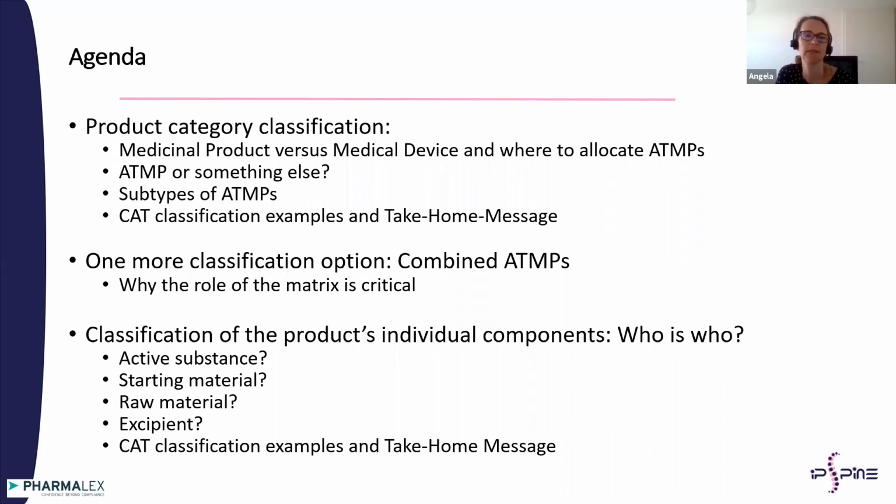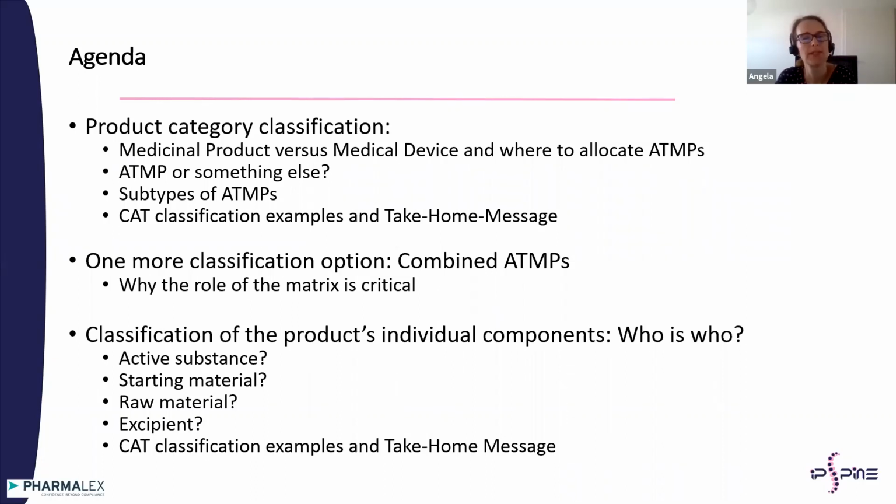Since all of this is somewhat theoretical, we will also have some examples from real life. So luckily the CAT, which as you know is an EMA committee, has a wonderful habit of publishing their classification examples. So whenever they had a classification exercise, they publish a short summary. So we will take a look at some of these summaries of similar looking products and see how these different terms are interpreted for actual products.